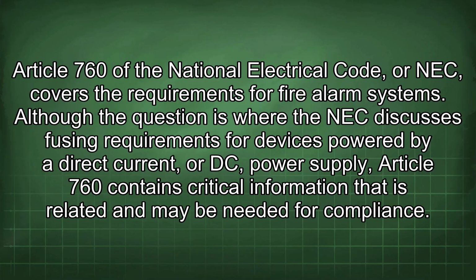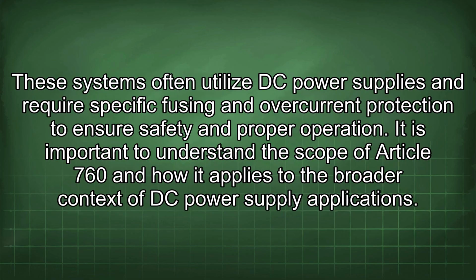Article 760 of the National Electrical Code, or NEC, covers the requirements for fire alarm systems. Although the question is whether the NEC discusses fusing requirements for devices powered by a direct current or DC power supply, Article 760 contains critical information that is related and may be needed for compliance. These systems often utilize DC power supplies and require specific fusing and overcurrent protection to ensure safety and proper operation.